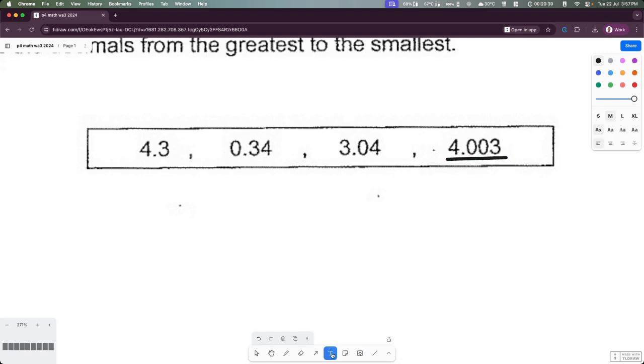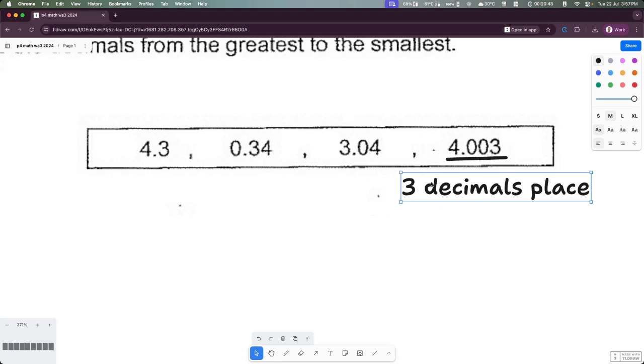So that means this has 3 decimal places, right? So the thing is that since this is 3 decimal places, I want to make everything into 3 decimal places because it's easier for me to compare.